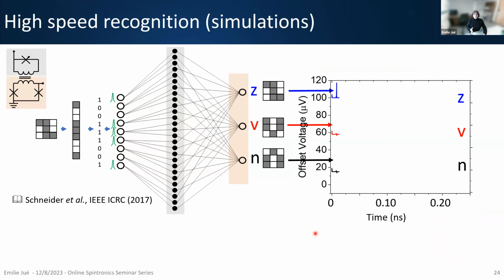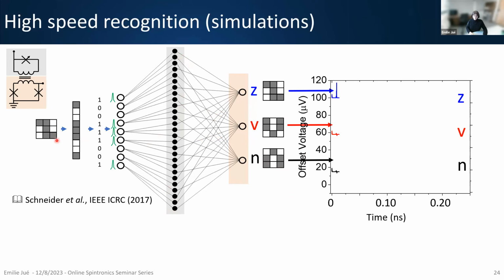Okay, so we looked at the functionality of the neuromorphic cell. Now we want to see how we can include it inside a neuromorphic network. So here I show the example where we simulate a high-speed recognition network, which is a 9-pixel classifier, where here we have our synapses, and here we have our neurons.